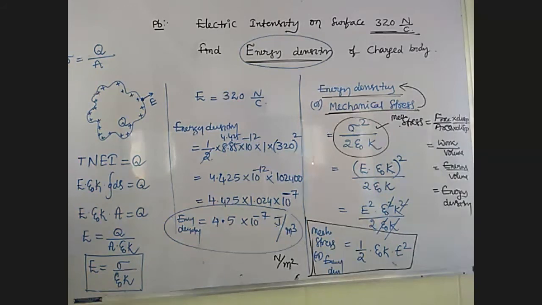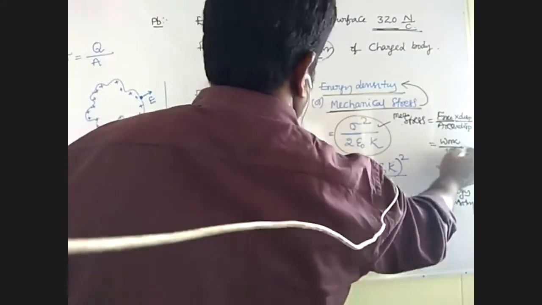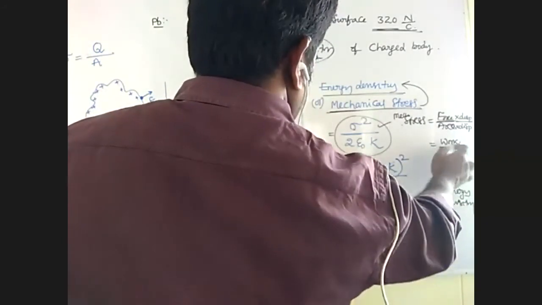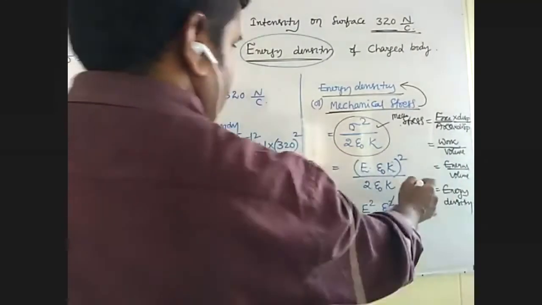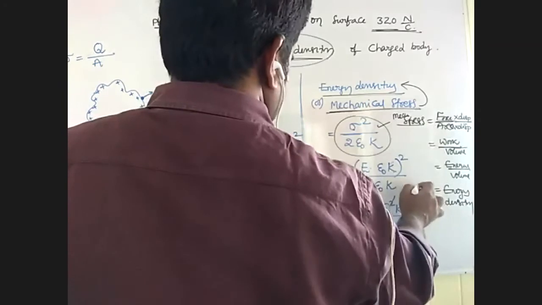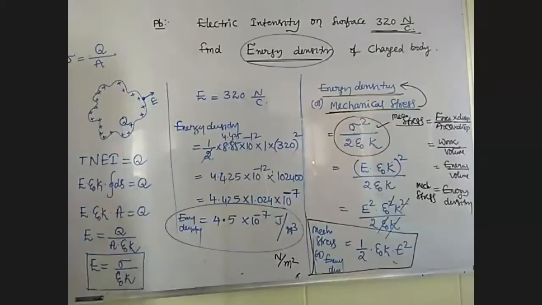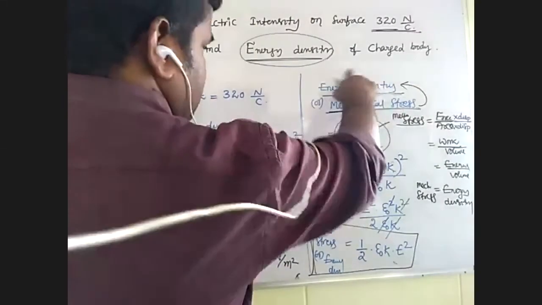Mechanical stress is written as force per area. Multiply and divide by displacement: force into displacement is work, area into displacement is volume, so work per volume. Work is nothing but energy, so energy per volume is called energy density. This is mechanical stress, nothing but energy density. Mechanical stress and energy density both are the same.